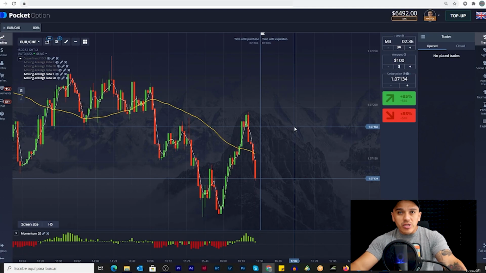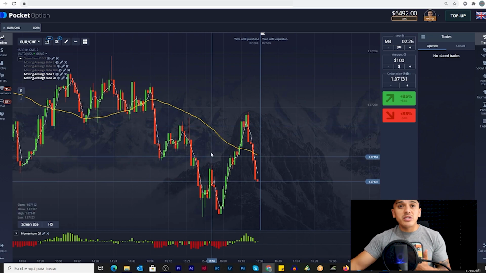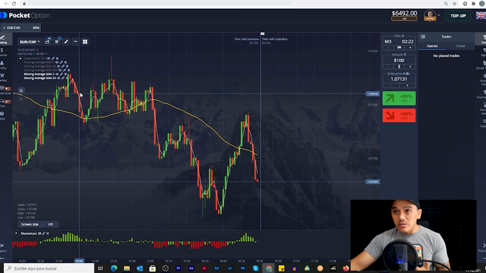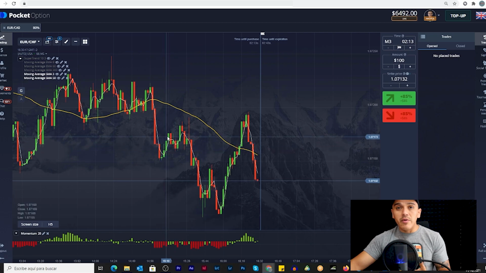For this new strategy, we are going to use three indicators: two moving averages and the momentum indicator. The periods for the simple moving averages will be: the first, period 3, color white, is this one here, and the second moving average is going to be period 50, and this one here is color yellow. Okay, and the momentum indicator will be period 20.